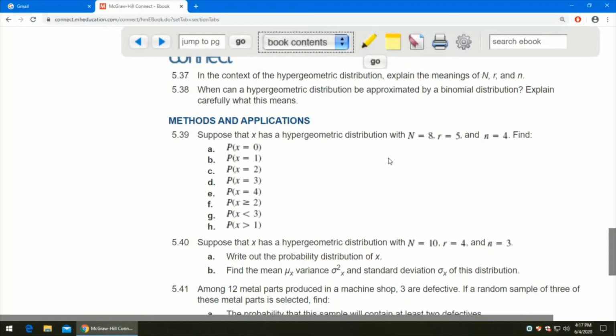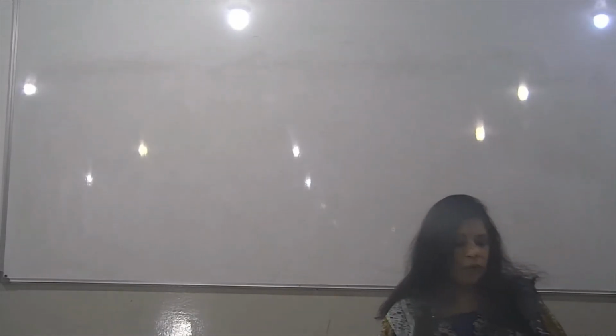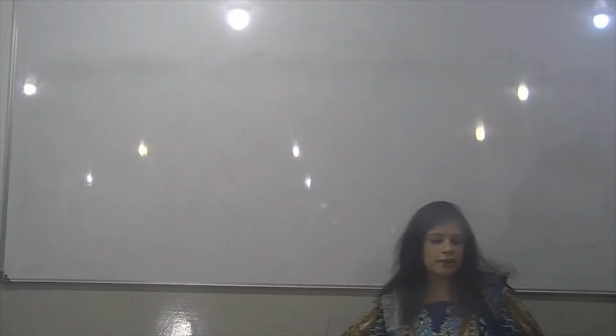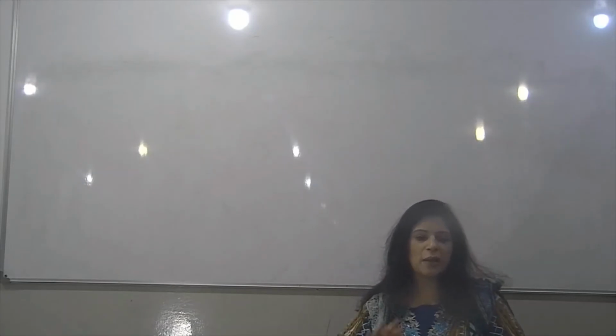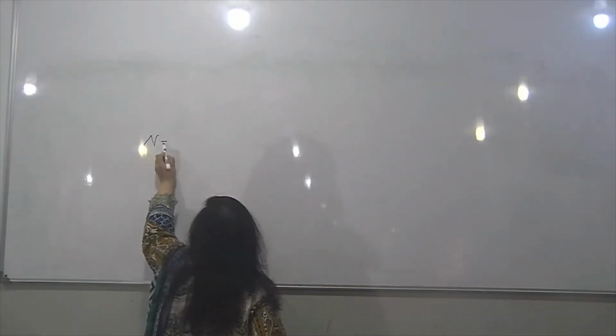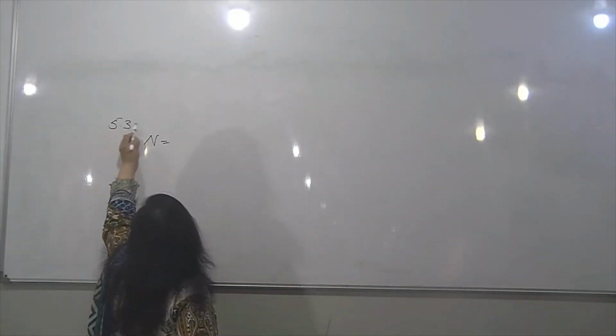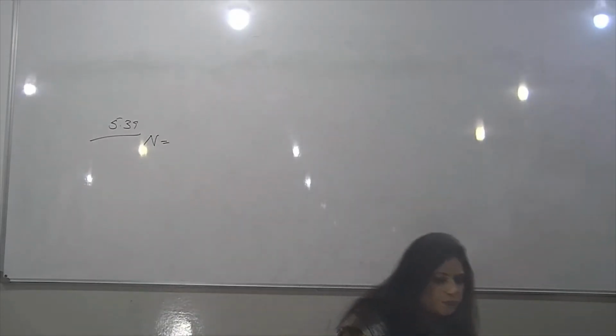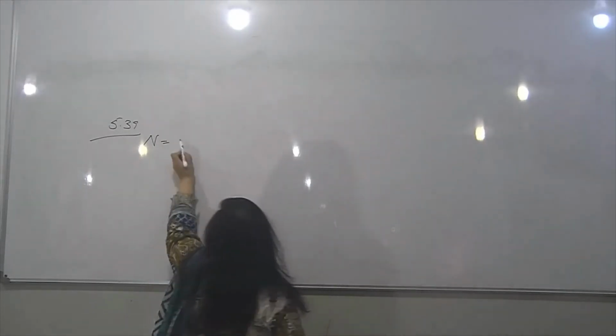And you just repeat the entire thing. Hi class. So we are going to be talking about question 5.39, and suppose that x has a hypergeometric distribution. So now we are going to be solving this question with N equal to 8. This is 5.39, okay, this is hypergeometric distribution. N is equal to 8 and r is equal to 5.